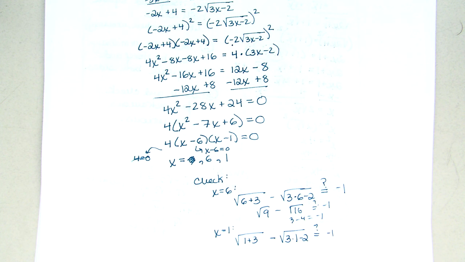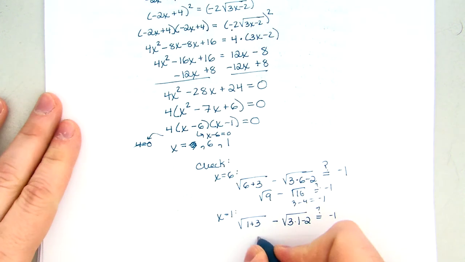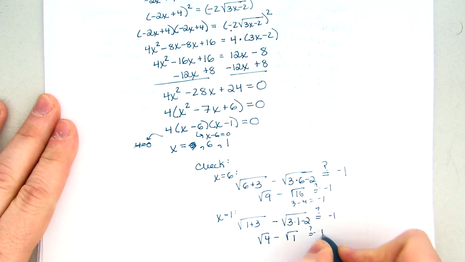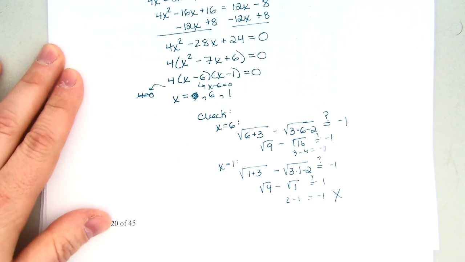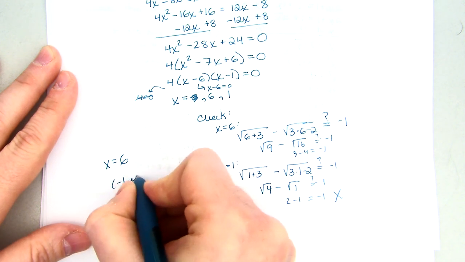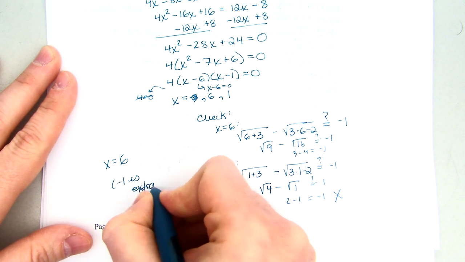I'm agreeing with the thumbs down there. Square root of 4 minus square root of 1 maybe equals negative 1. 2 minus 1 equals negative 1. It does not. So 6 is good. Negative 1 is extraneous.